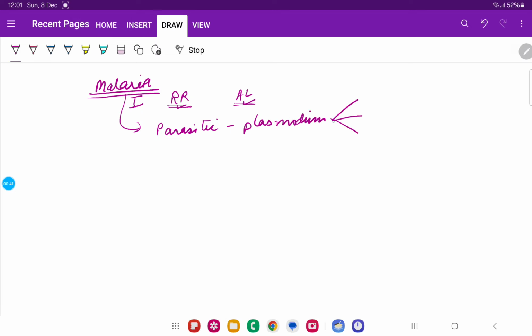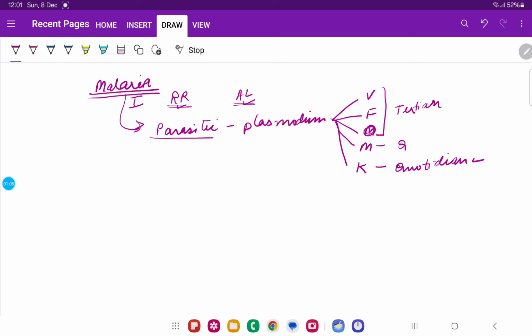So there are different species of Plasmodium. We have vivax, falciparum, malariae, ovale, and the recently found knowlesi. So these three cause something known as tertian malaria. This is quartan malaria, and this is quotidian malaria.